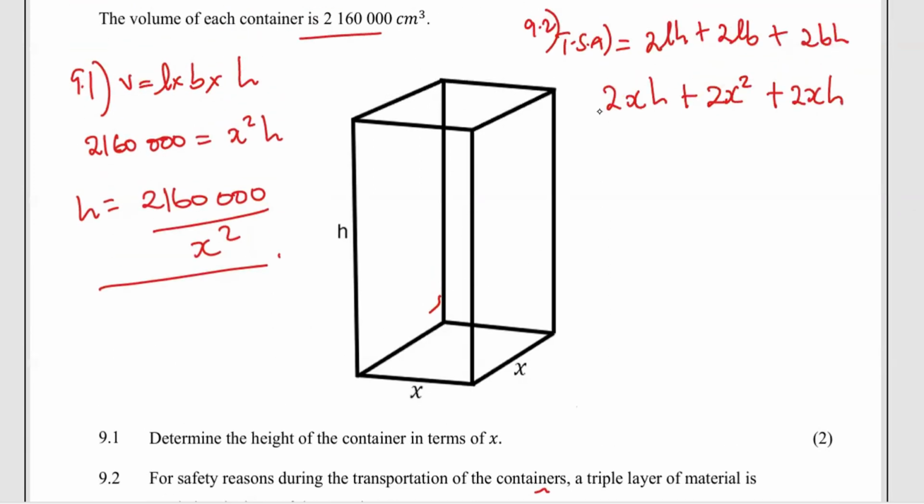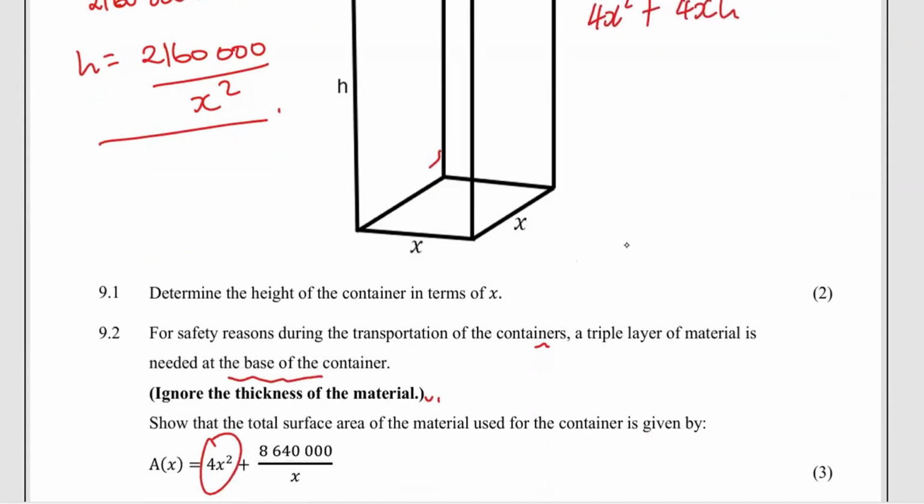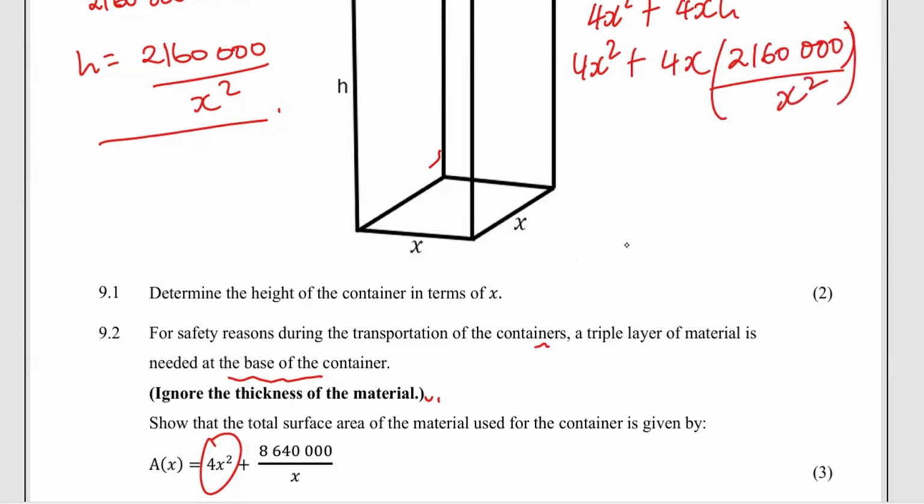So I'm going to say plus another 2x squared. So 2 layers and then the third layer, okay? So meaning that we're going to have 4x squared plus 4xh. So we already have the 4x squared from the question, right? Perfect. So for h, we're going to use that. So it's 4x squared plus 4x multiplied by 2,160,000 over x squared. All right, so this x can cancel one x.